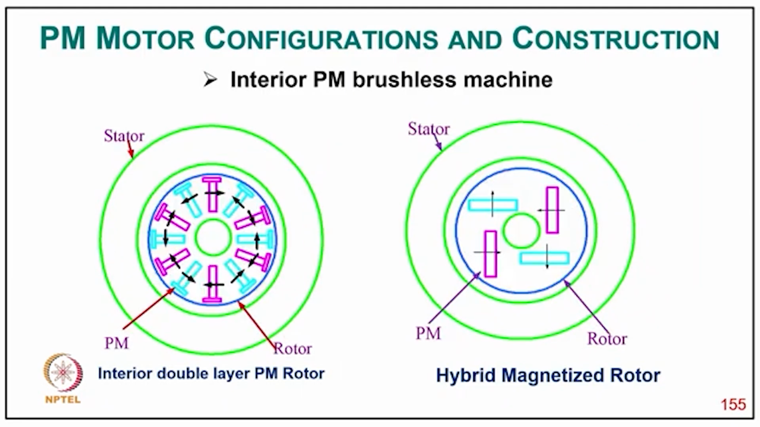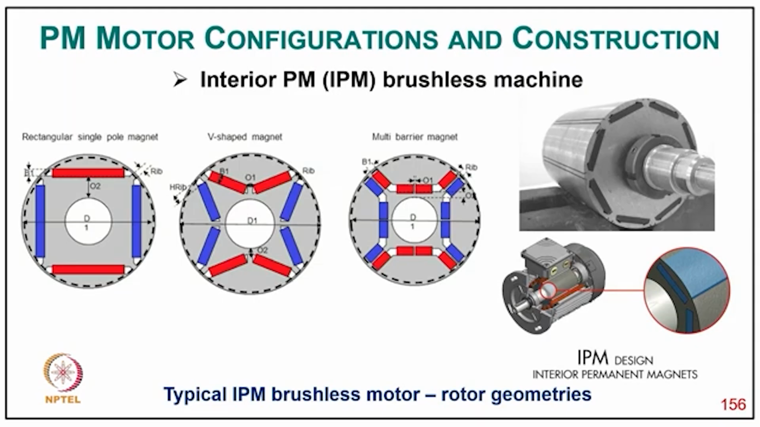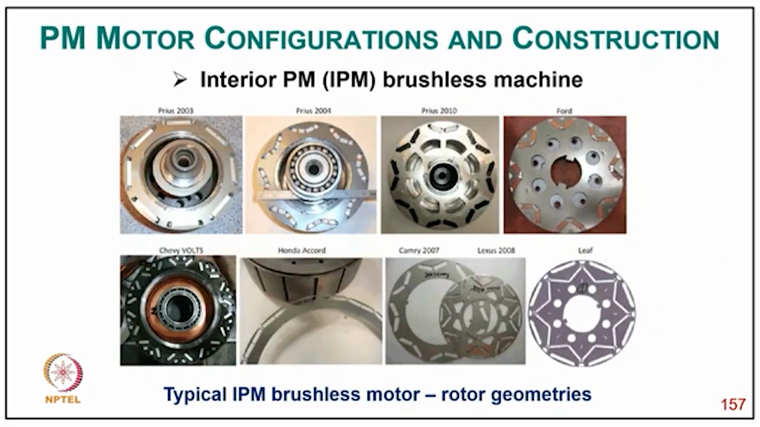Then the interior double layer magnet, and then the hybrid magnetized motor, and then the typical interior permanent brushless motor rotor geometry, how it looks, with a photograph of the magnet geometry as well. And then the typical interior permanent brushless motor rotor geometry for different kinds of electric vehicles, from the Prius 2003 to Prius 2010, Ford, Calvert, Honda Accord, then Camry and the Nissan Leaf. What kind of geometry they have invented in the last 15 to 20 years, with very good power density, especially so that weight is reduced, and they are designing for high speed with field weakening and constant power characteristics.